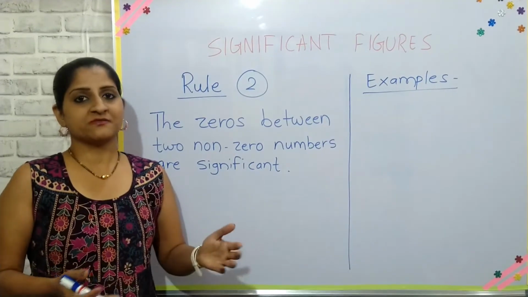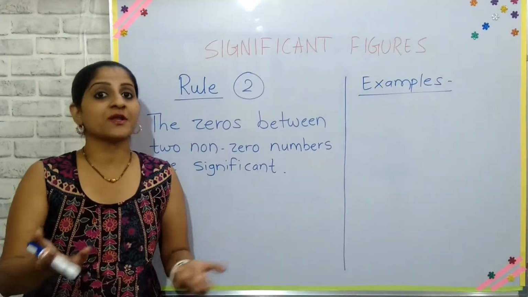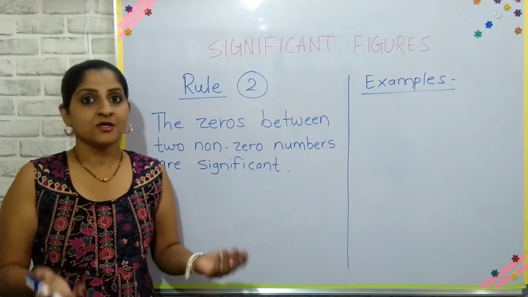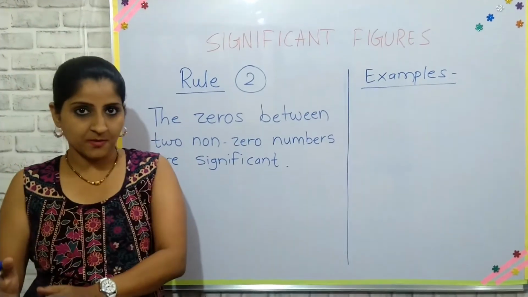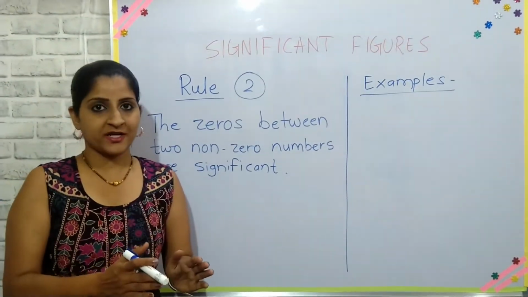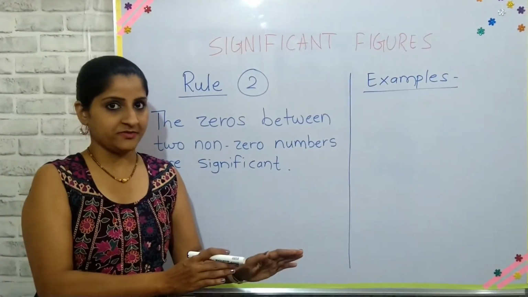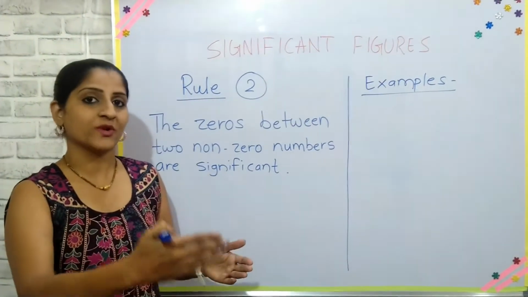So in rule number 1, we studied about all the non-zero numbers being significant. But then what happens to the 0? Whether 0 is significant or 0 is not significant. So depending upon the position where the 0 is in the number, there are different rules for finding out whether that 0 is considered as significant or not considered as significant. So that's what we are going to learn now in rule number 2, 3, 4 and 5.